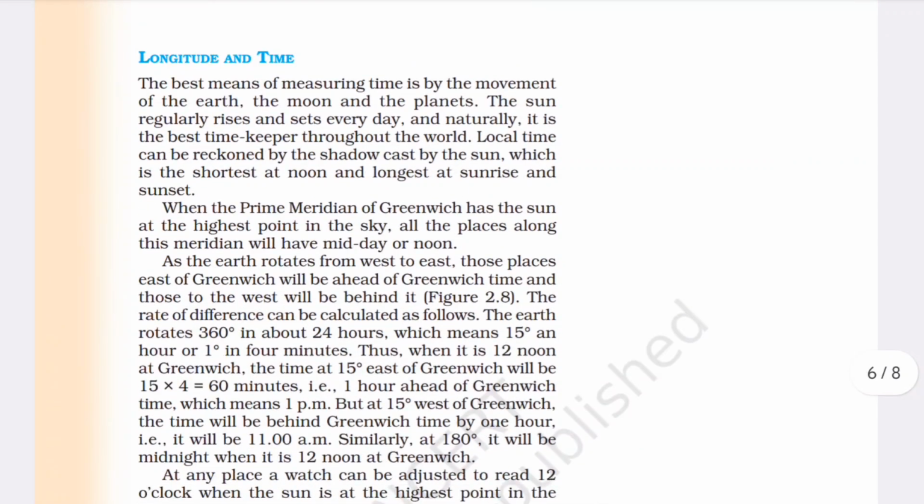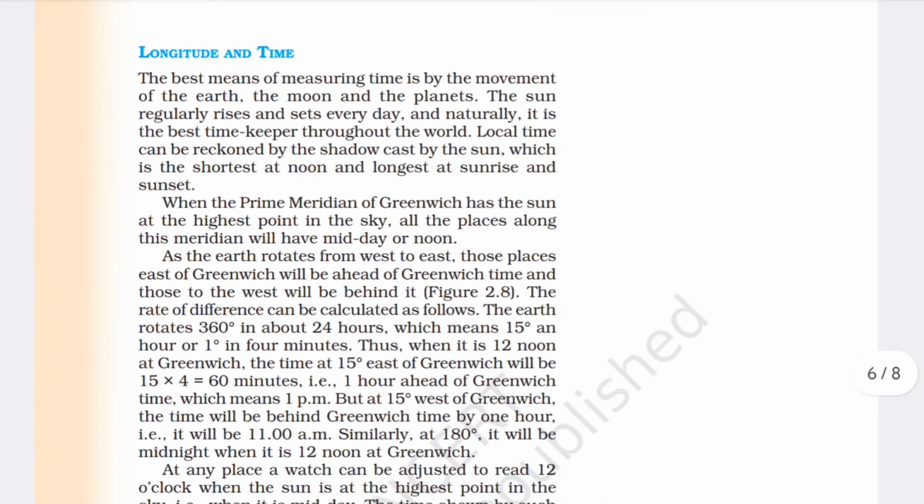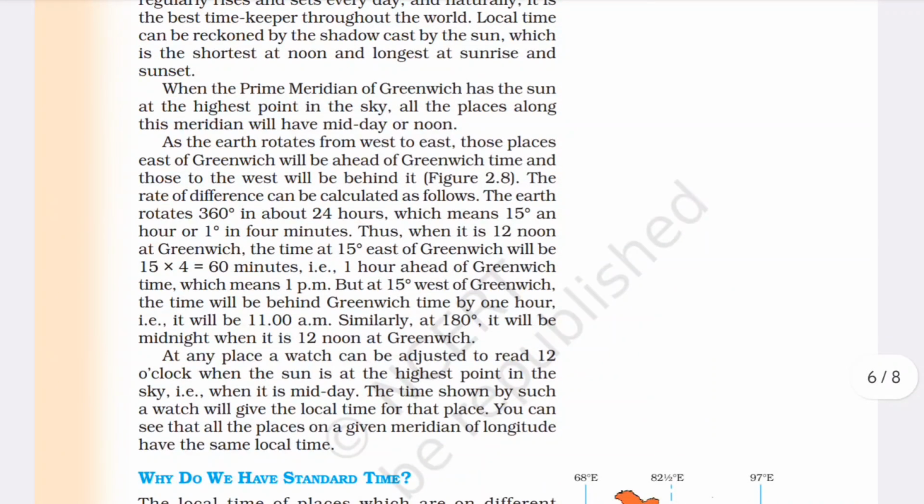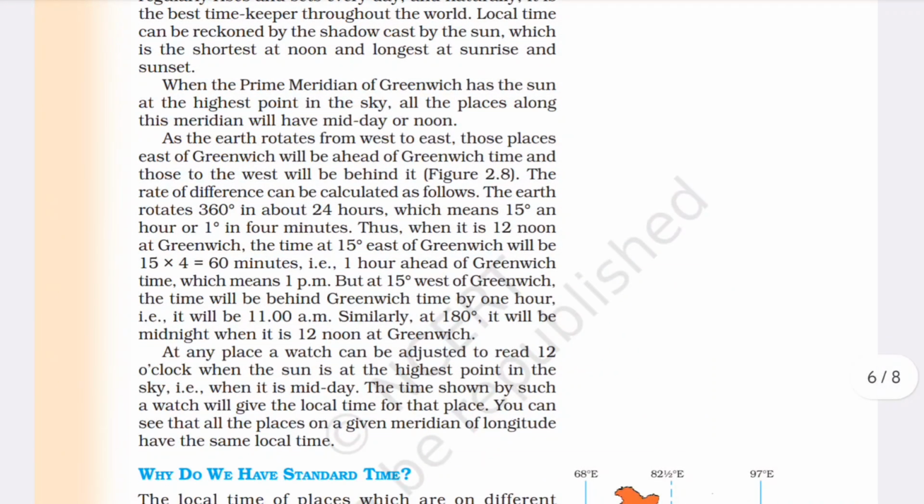Longitude and time. The best means of measuring time is by the movement of the earth, the sun, the moon and the planets. The sun regularly rises and sets every day. Naturally, it is the best timekeeper throughout the world. Local time can be reckoned by the shadow cast by the sun, which is the shortest at noon and longest at sunrise and sunset. When the prime meridian of Greenwich has the sun at the highest point in the sky, all the places along this meridian will have midday or noon.